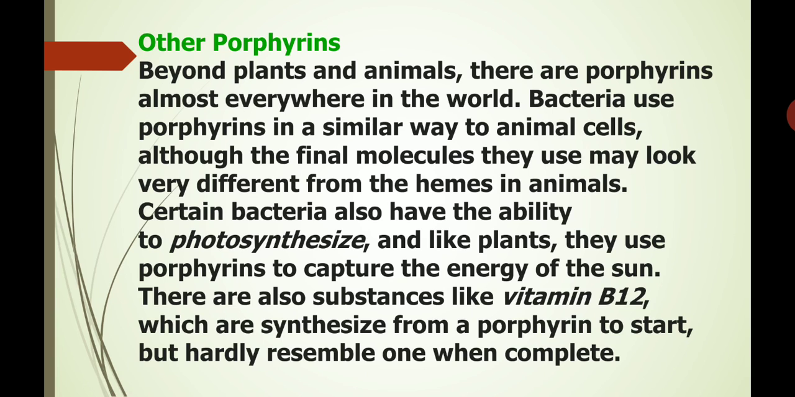Now we discuss the other porphyrins. Beyond plants and animals, there are porphyrins almost everywhere in the world. Bacteria use porphyrins in a similar way to the animal cells. Although the final molecules they use may look very different from the hemes in animals, certain bacteria also have the ability to photosynthesize, and like plants, they use porphyrins to capture the energy of the sun. There are also substances like vitamin B12 which are synthesized from porphyrin to start but hardly resemble one when complete.